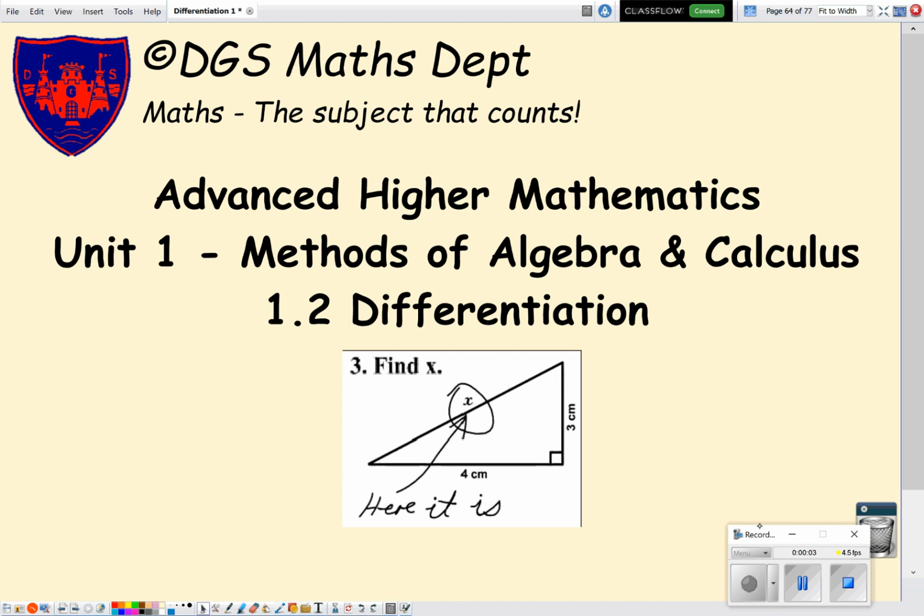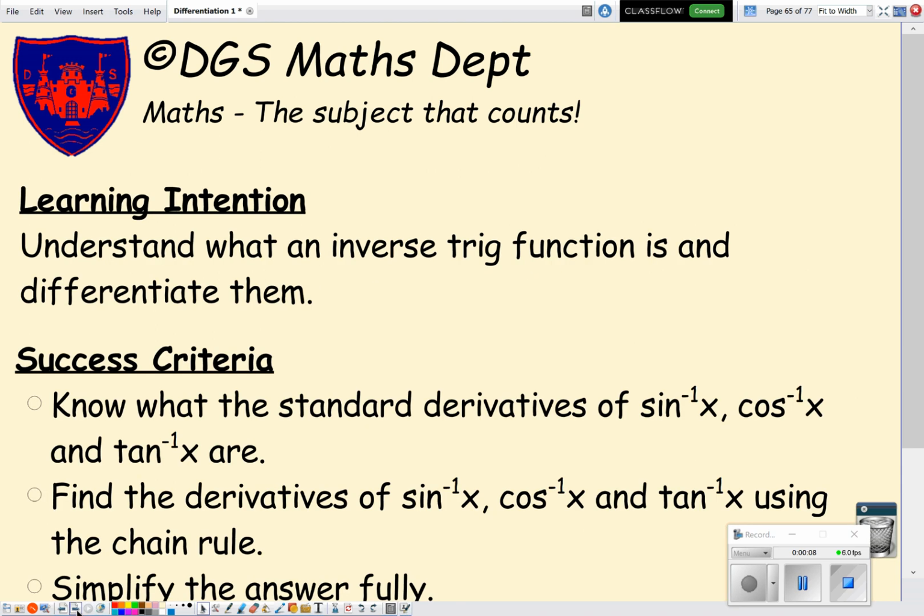Hello everyone and welcome to another Advanced Higher Maths differentiation video. In this video we're going to take a wee look at understanding what an inverse trig function is and how to differentiate them.